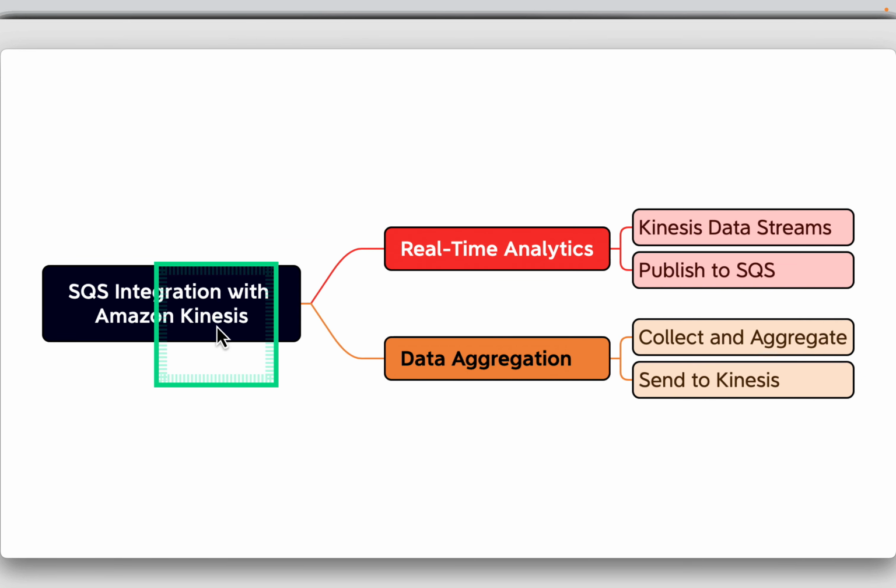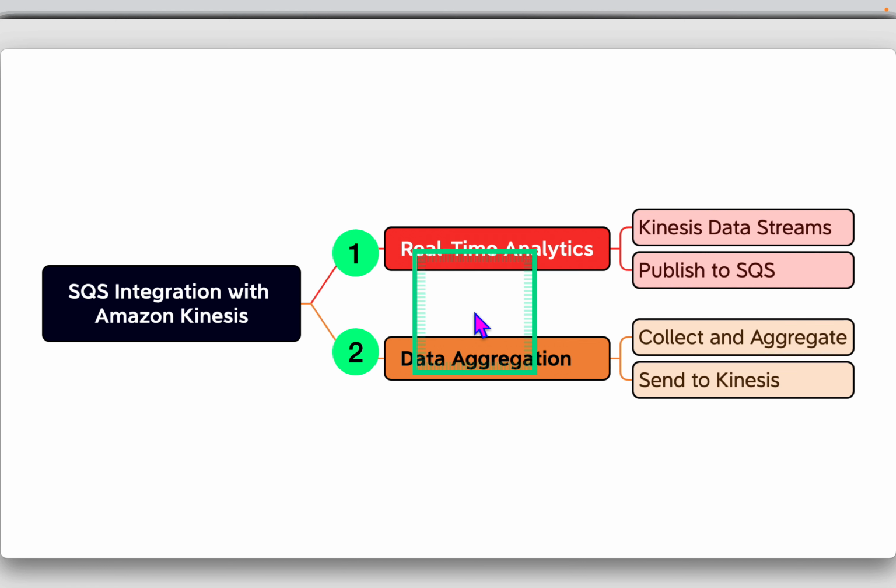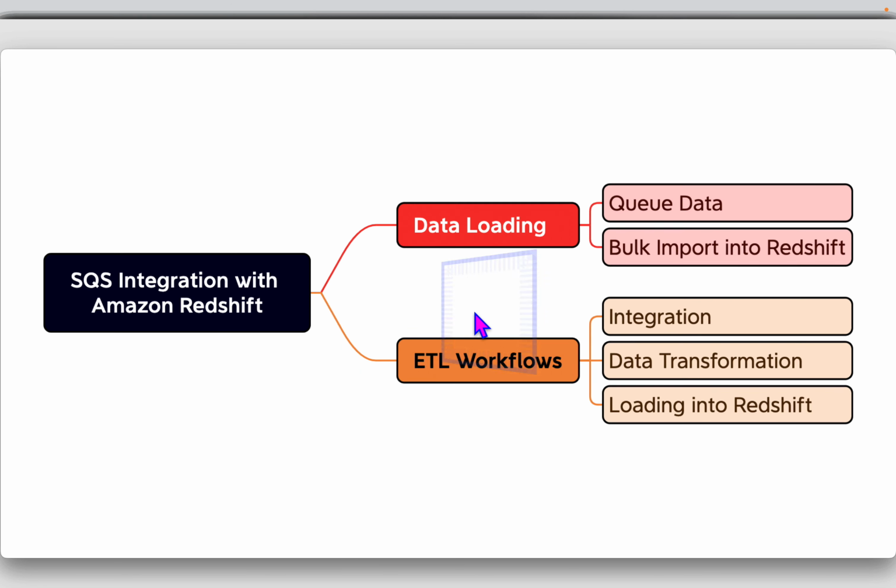SQS integration with Amazon Kinesis. Real-time analytics: Kinesis data streams can publish messages to an SQS queue for real-time analytics. Data aggregation: SQS can be used to collect and aggregate data before sending it to Kinesis for further processing.